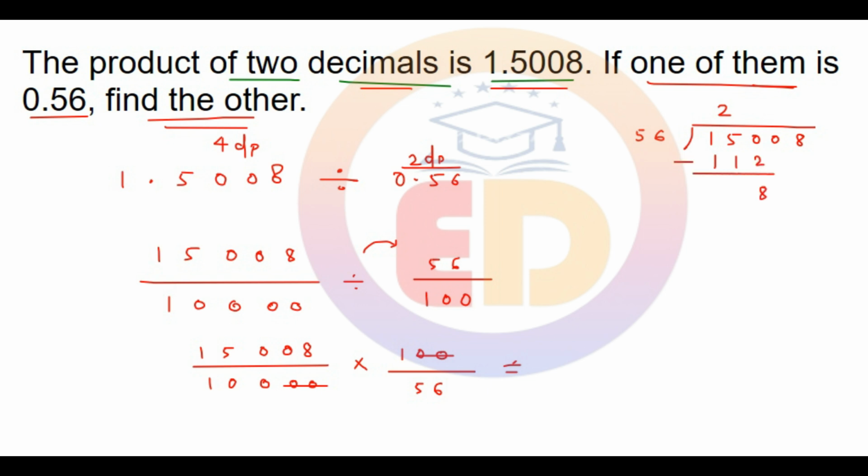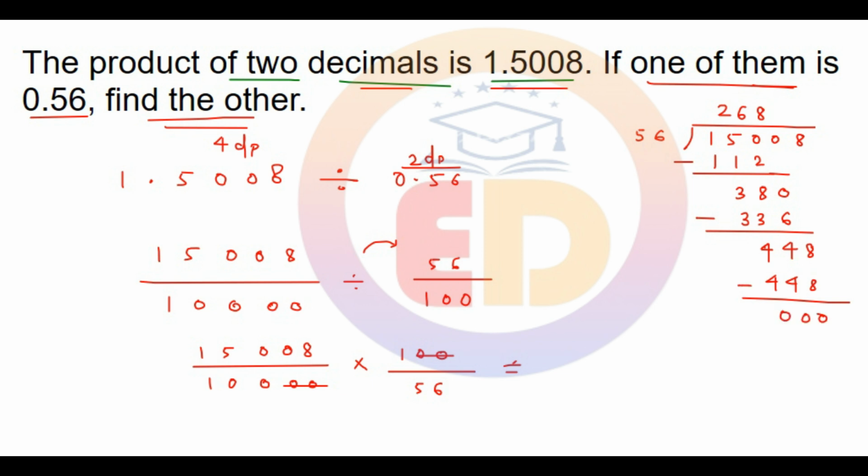Subtracting, this is 8. This is 4 minus 1, 3. 38. Take the 0 down. Now take 56 6 times. This will be 336. Let us subtract 380 and 336. This is 10 minus 6, 4. This is 7 minus 3, 4. 3 minus 3, 0, no need of writing. Let's take the 8 down. Now 56, take 8 times. It is 448. My division is complete.